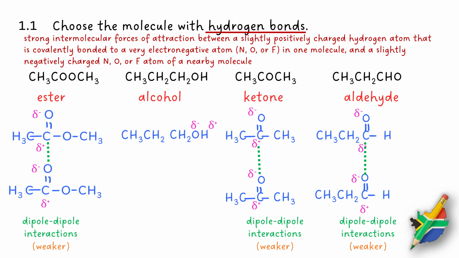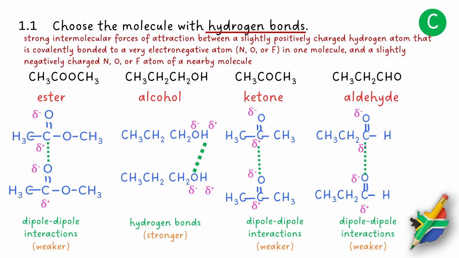They are relatively weak. Notice, however, that in the alcohol, a highly electronegative oxygen atom is bonded directly to a delta positive hydrogen atom. The partial charges which form result in a strong hydrogen bond between the delta positive hydrogen on one molecule and the delta negative oxygen on a molecule nearby. Hydrogen bonds are found in the alcohol, and so the answer is C.